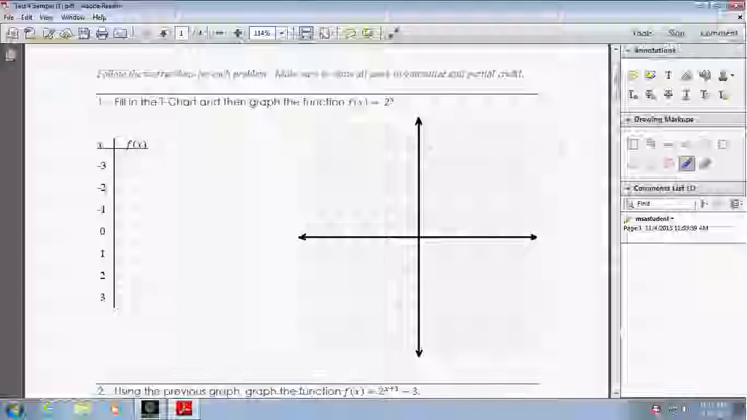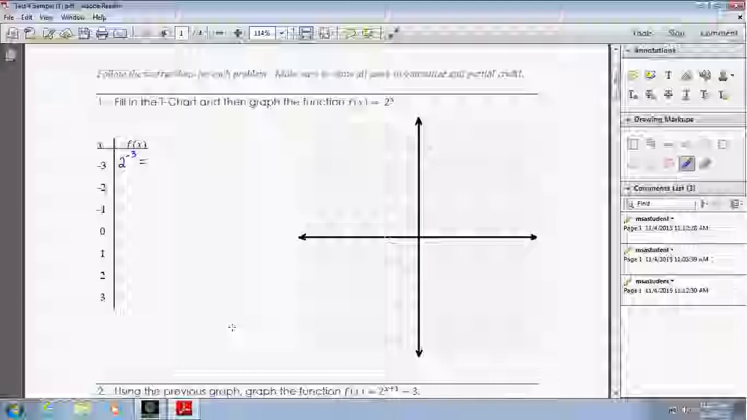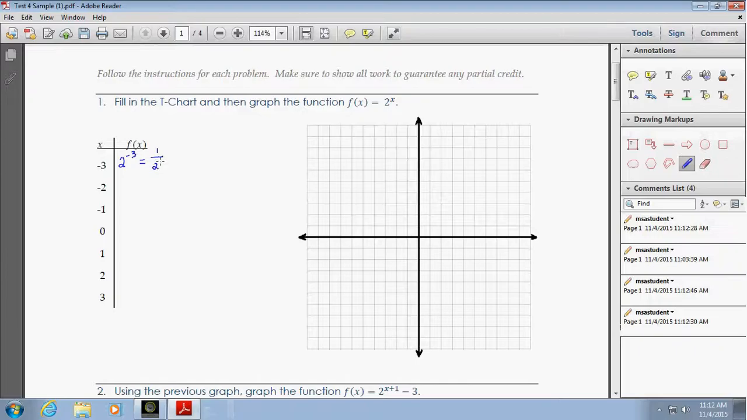So if I plug in negative 3, I get 2 to the negative 3. What is 2 to the negative 3? No, not negative 8. It's 1/8. Remember, this is 1 over 2 cubed, which is 1 over 8. This is why I'm putting the t-chart on there, because I want y'all to be forced to do these negative exponents, because it's important that you recognize how to do them, okay?